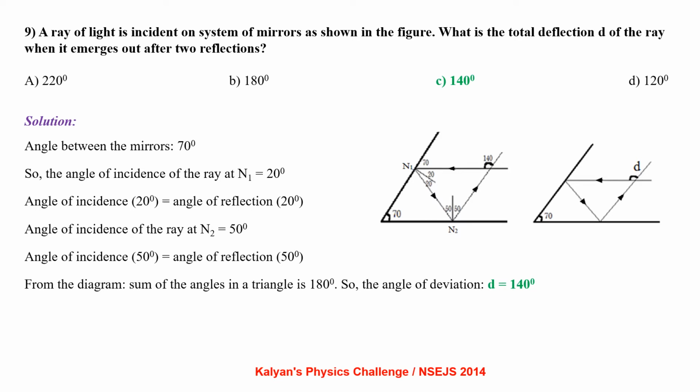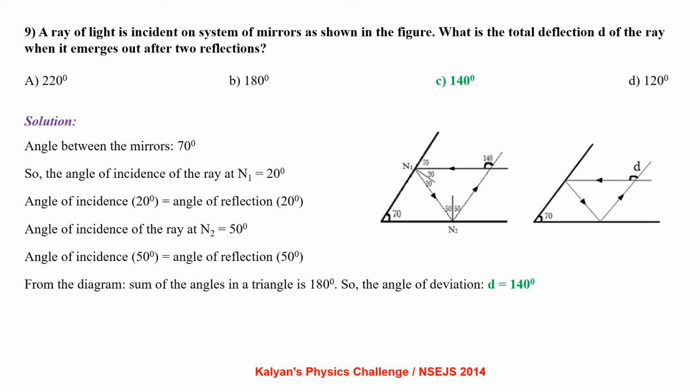So the angle of incidence at N1 is 20 degrees. Angle of incidence equals angle of reflection, so the angle of reflection is also 20 degrees. The angle of incidence at N2 is 50 degrees, as the angle between the two mirrors is 70. Again, angle of incidence equals angle of reflection, so the angle of reflection will be 50.